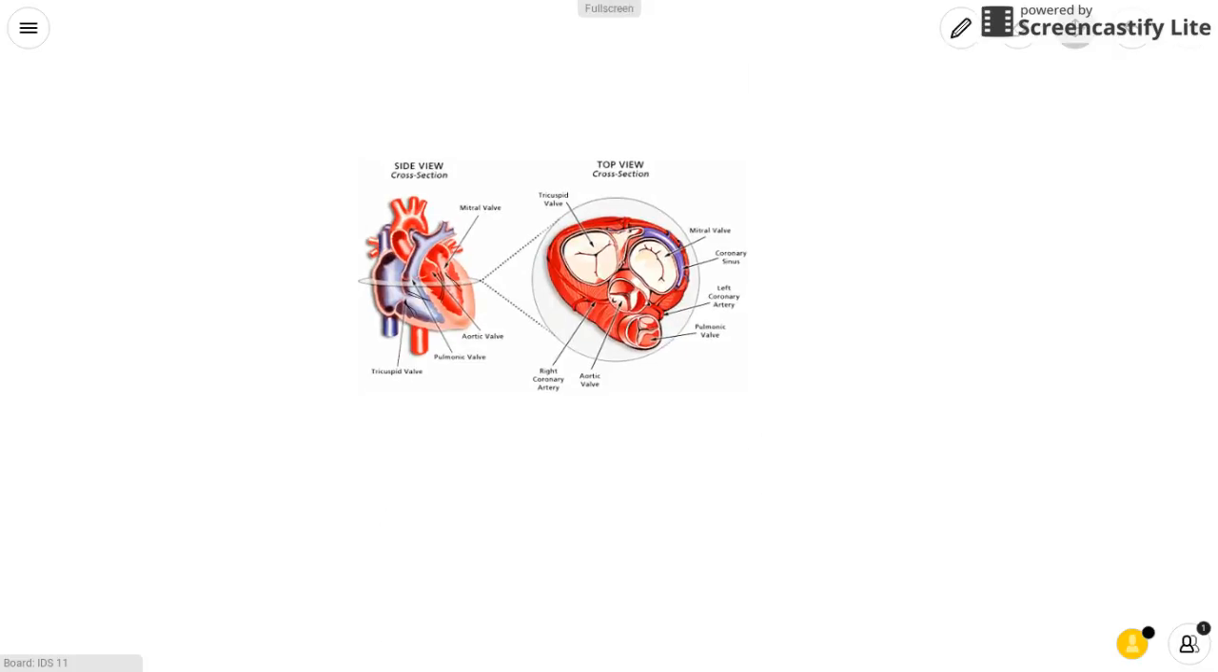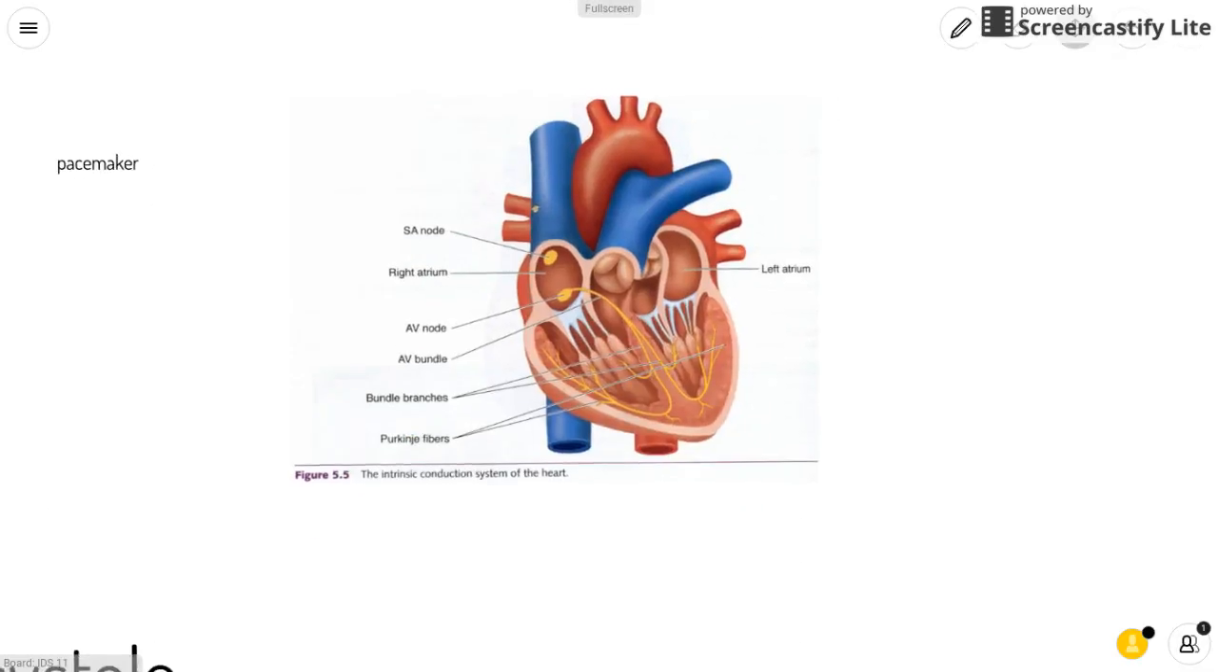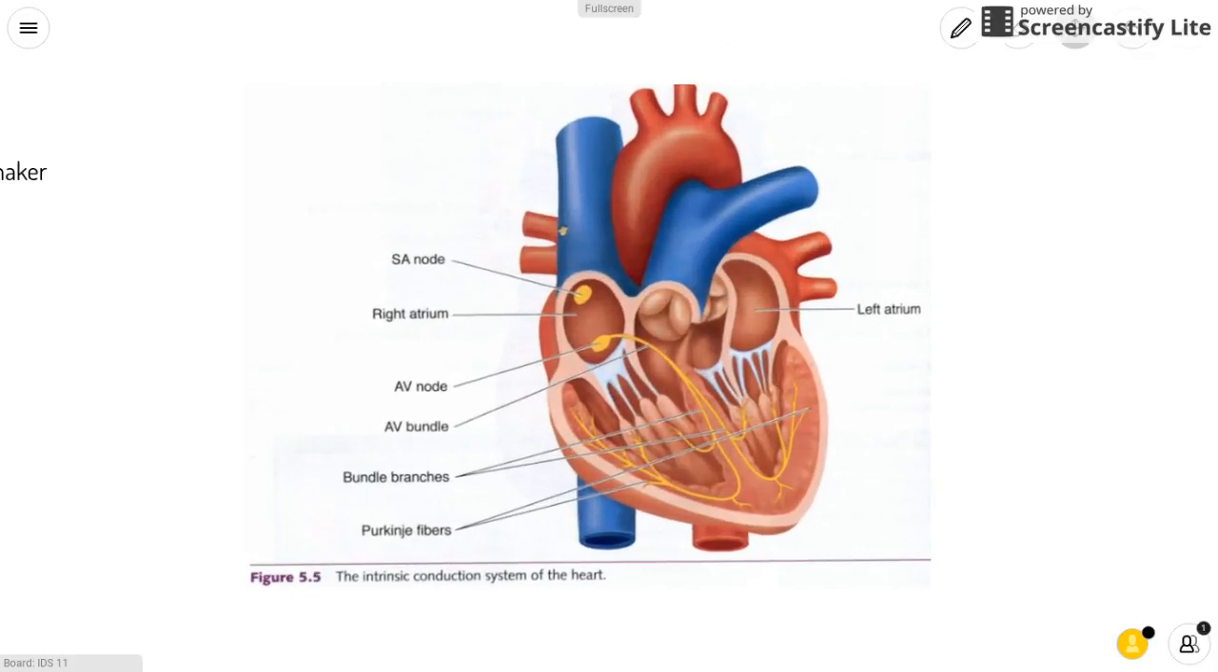So the heart has a conduction system, and it has 2 nodes, the SA node, or sinoatrial node, and the atrioventricular node, the AV node. The sinoatrial node, or SA node, is up here. It is the pacemaker of the heart and sets the pace of the heartbeat. It's located in the wall of the right atrium, just below the superior vena cava, and it signals the atria to contract.